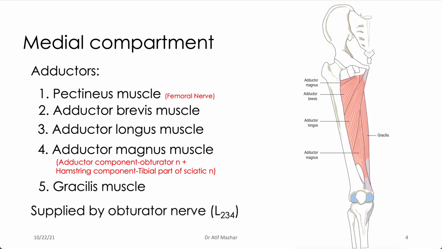Now all these muscles are innervated by the obturator nerve, but we have two exceptions. Pectineus is innervated by the femoral nerve, and my adductor magnus, its adductor part is innervated by the same obturator nerve, but its hamstring part gets the nerve of my hamstring compartment, and that is the tibial part of the sciatic nerve. So these two points should be very clear in your minds.